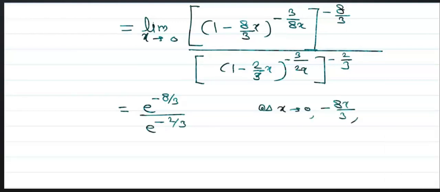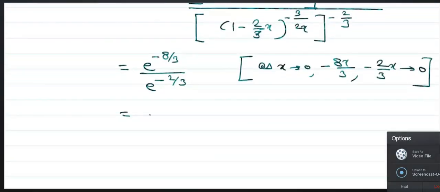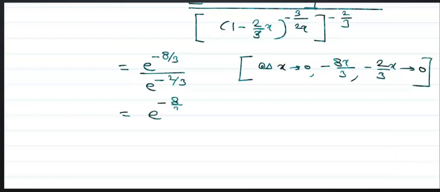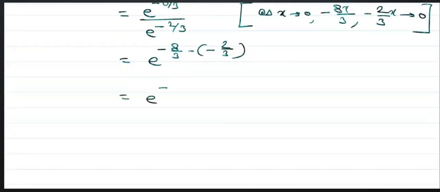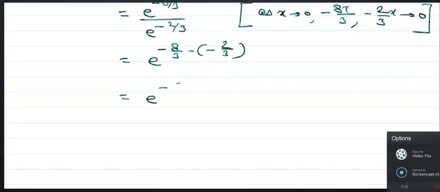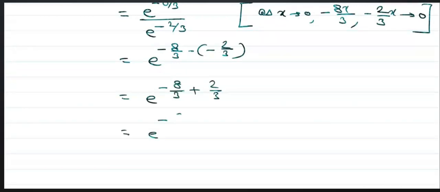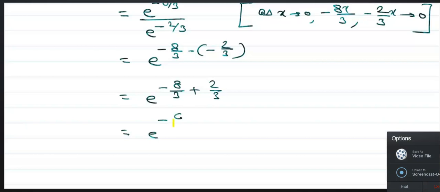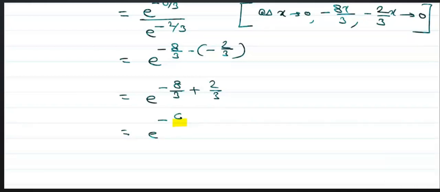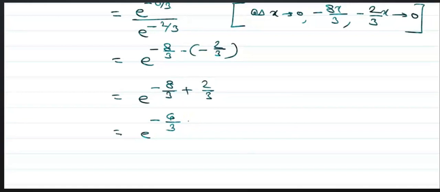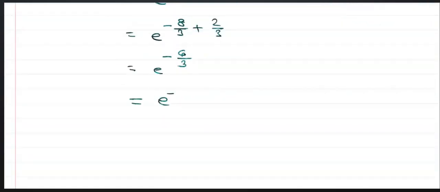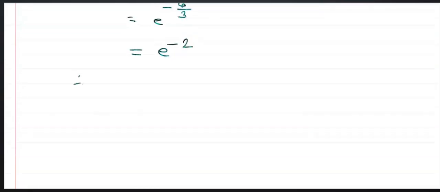As x tends to 0, 8x minus 8 upon x that tends to also 0. Therefore the answer is e raised to minus 8 upon 3 minus in bracket minus 2 upon 3, and therefore you will get minus 8 upon 3 plus 2 upon 3, that is minus 6 upon 3, that is e raised to minus 2. Sorry, e raised to minus 2. What is the limit? Limit is e raised to minus 2 there.